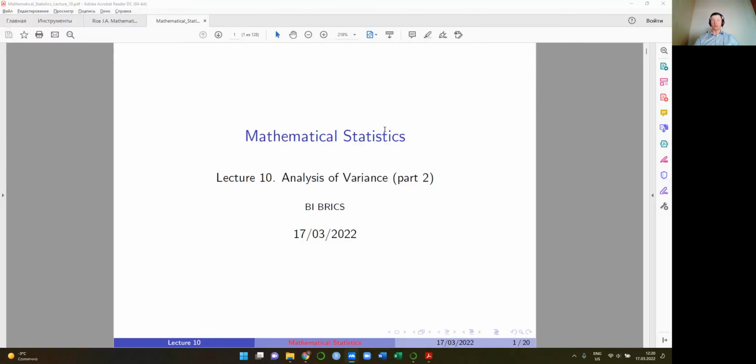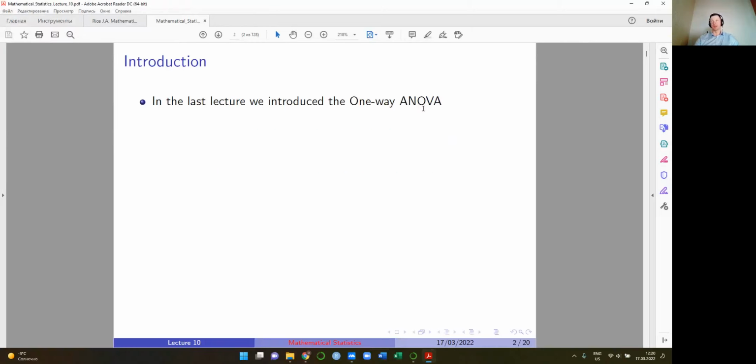In the last lecture, we started the discussion of a method which is called analysis of variance, and as I promised, this method is also widely used. It's very popular, and we will see this method in econometrics classes, and today we will have some extension of this method.